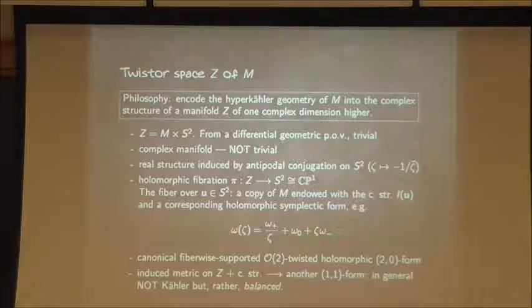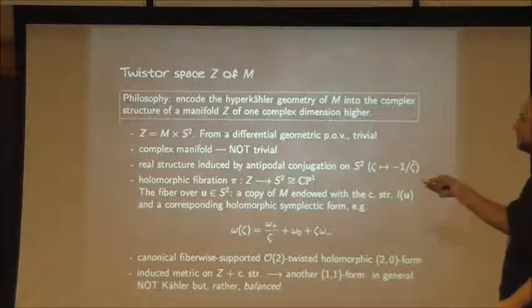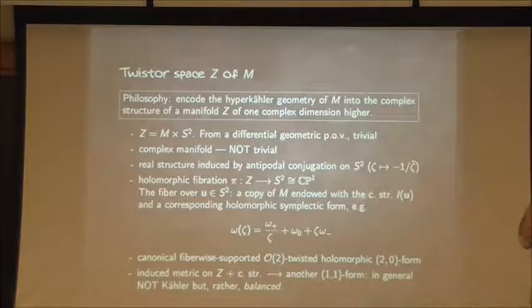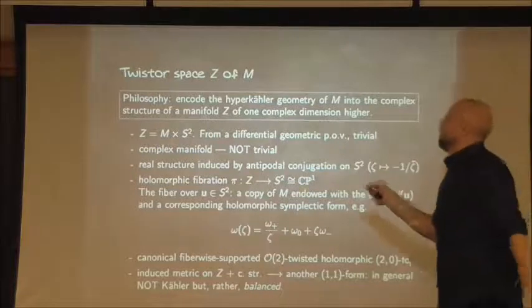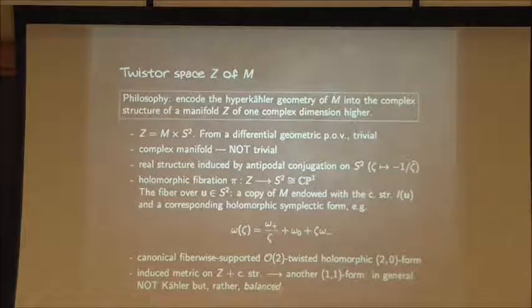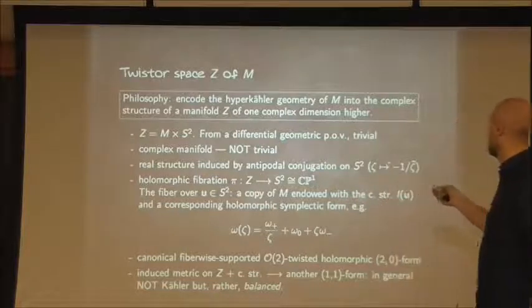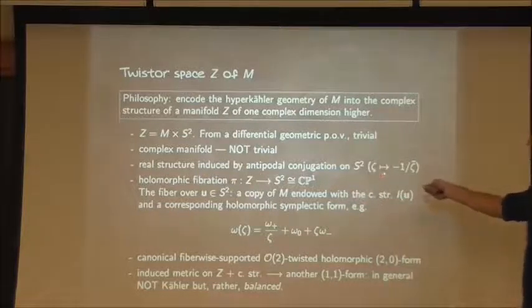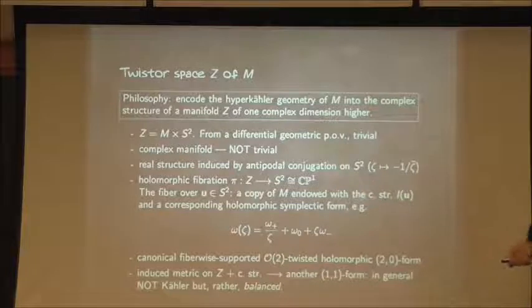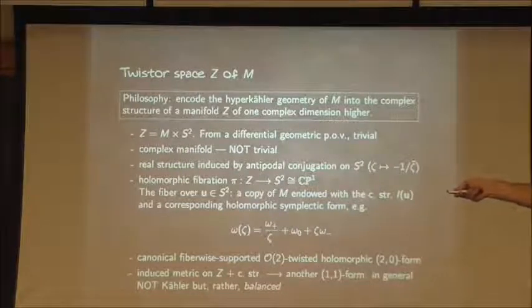And as a complex manifold, Z is no longer a trivial product of two complex manifolds. This complex structure encodes very non-trivial information. There's also a real structure induced by antipodal conjugation on S2, where zeta goes to -1 over zeta bar. So this is the twistor space here. It's the direct product of M and CP1, or S2, if you prefer.